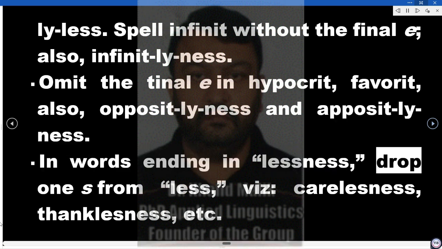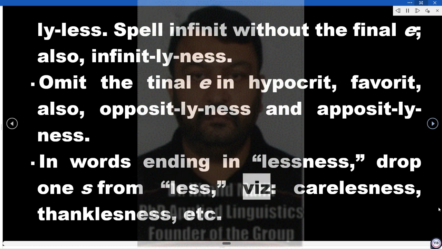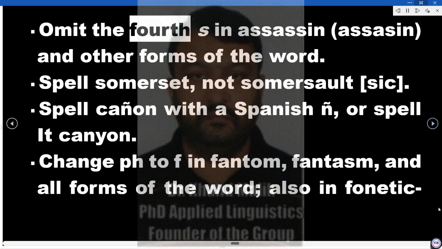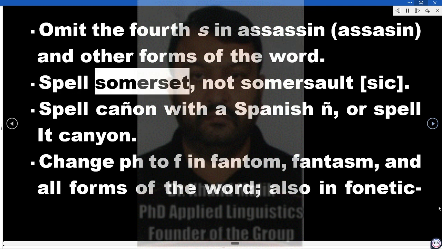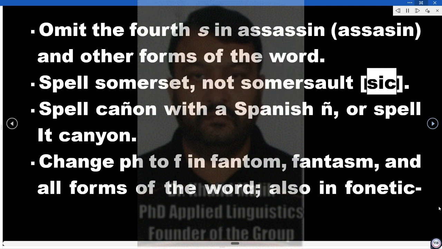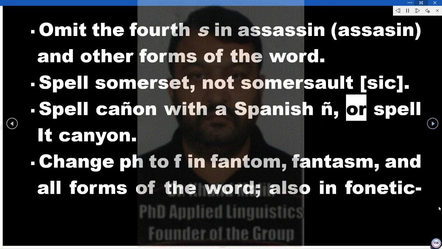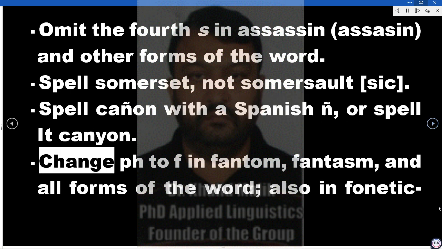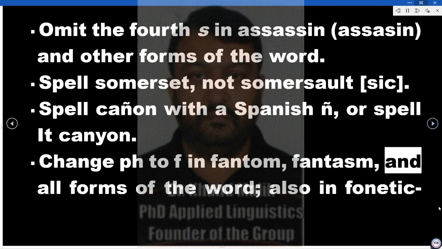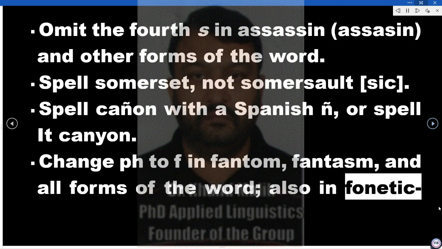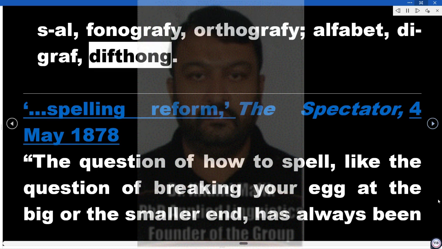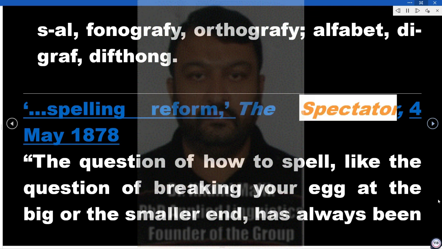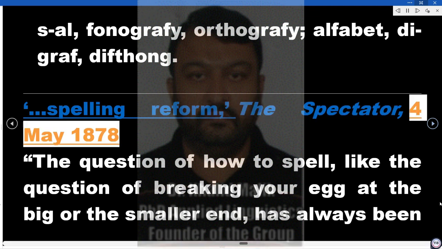Drop the second S from lessness, as in carelessness, tactlessness, etc. Omit the fourth S in assassin, assassinate, and other forms of the word. Spell Somerset, not somersault. Spell canyon with a Spanish N, or spell it canyon. Change PH to F in phantom, phantasm, and all forms of the word, also in phonetic, phonography, orthography, alphabet, digraph, diphthong.